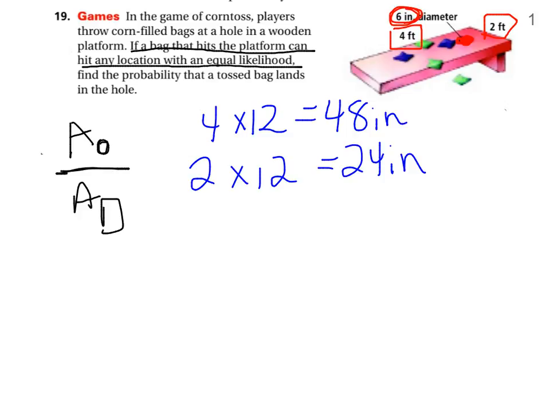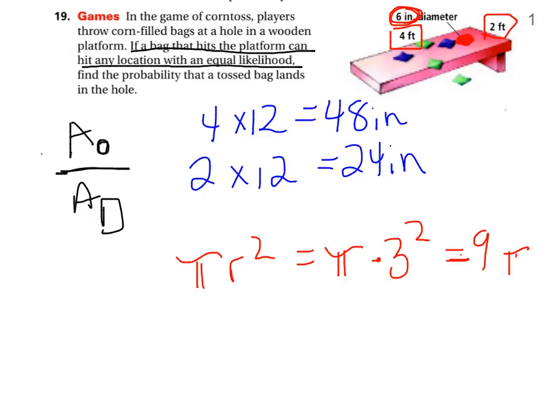Okay, so we need the area of the circle. We'll do that in red. The area of the circle is going to be pi times the radius squared, which in this case is pi times, the radius is half the diameter, so 3 squared. That's 9 pi.